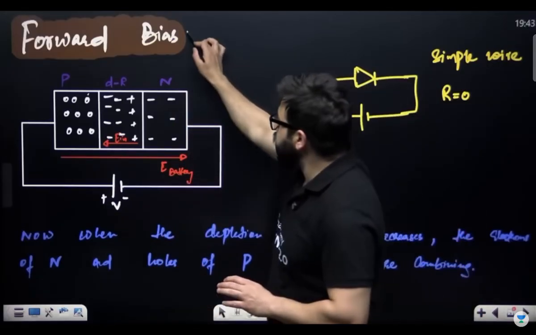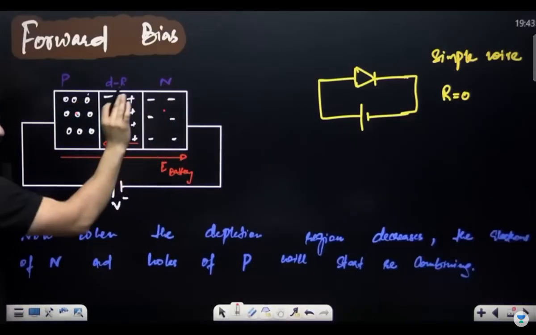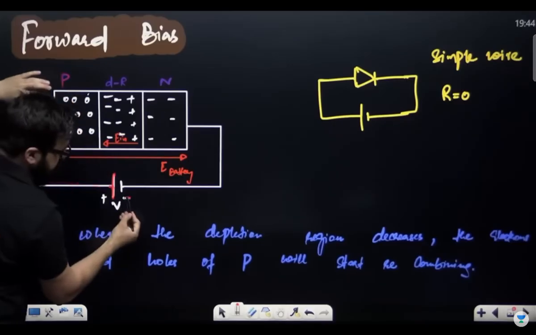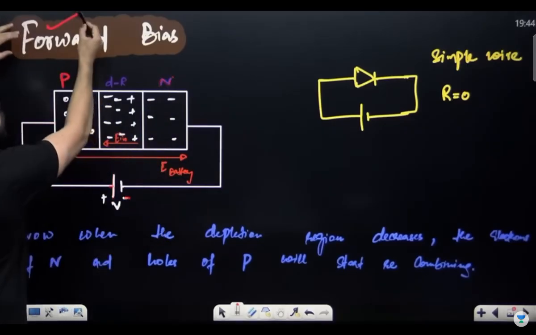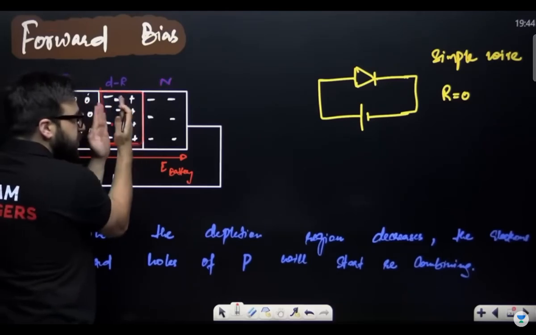First one, forward bias. My dear NEET aspirants, this is a semiconductor over here, P-type semiconductor, N-type semiconductor. You just have to remember one thing. If the positive terminal of the battery is connected to P side, and the negative terminal of the battery is connected to N side, this is what we call the forward bias. And in case of forward bias, this is called the depletion region. This depletion region decreases. That's it.